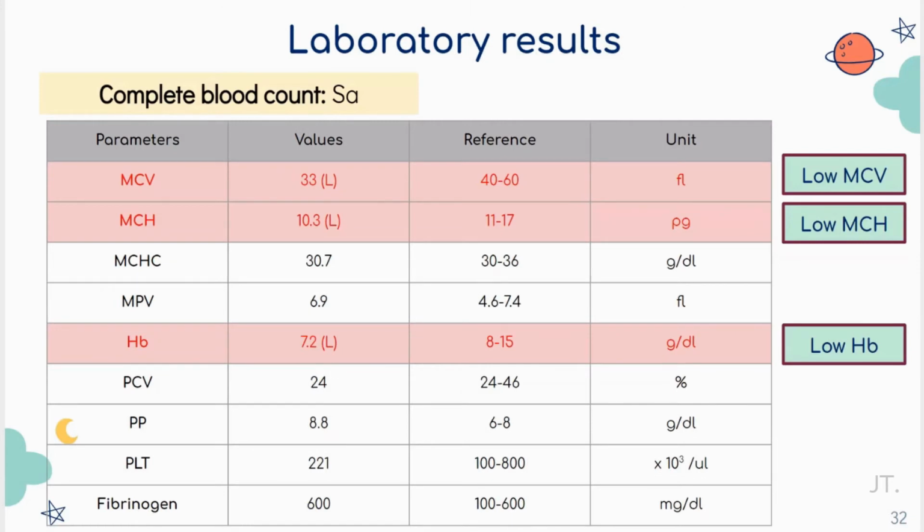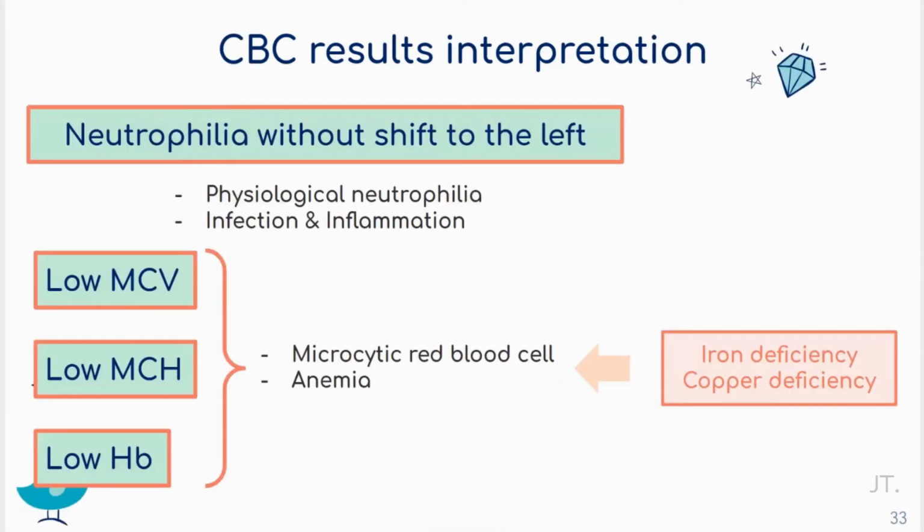And for red blood cell parameters, we found low MCV, low MCH, and low hemoglobin. Our interpretation for the complete blood count: the neutrophilia without shift to the left may be from physiological neutrophilia or infection and inflammation. And the low MCV, low MCH, and low hemoglobin may be because of microcytic red blood cells or anemia that may be caused by iron deficiency or copper deficiency.